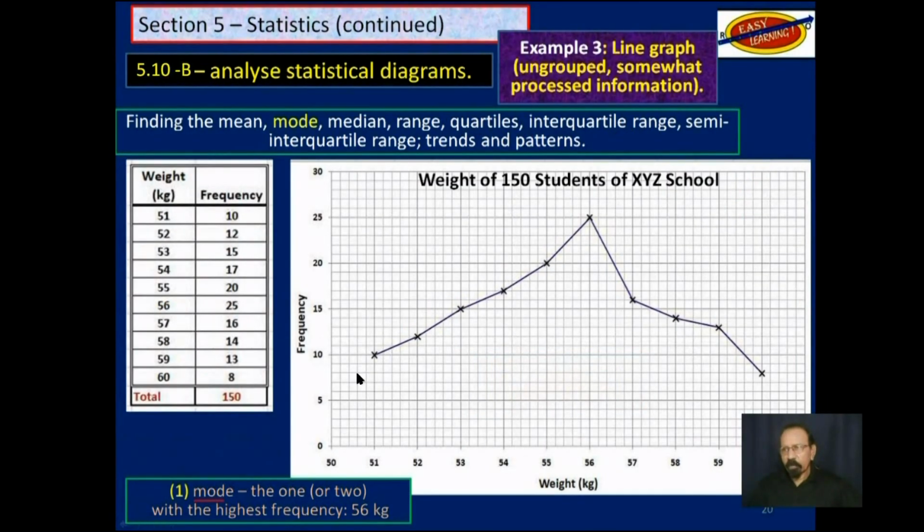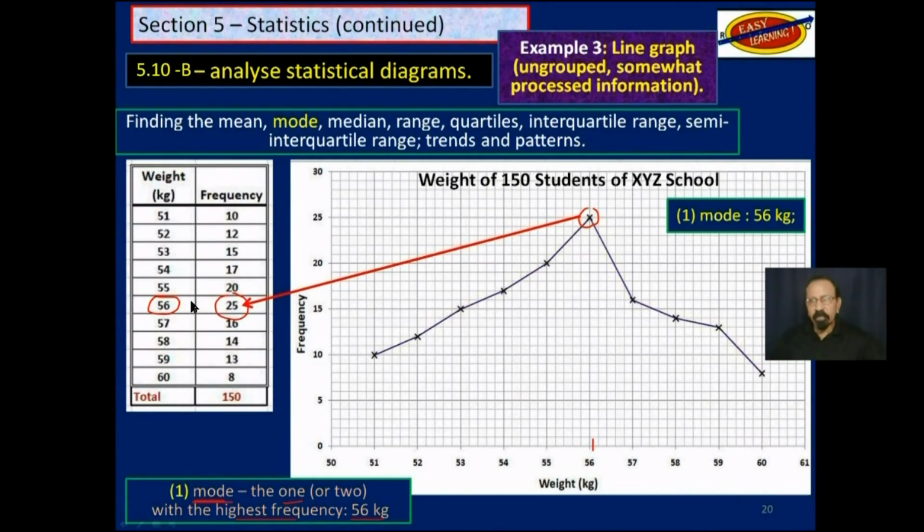So let's begin with mode. It is the one with the highest frequency. And in this case, that is 56 kilograms. If we double check it against the table, we could see 25 times 56 appears. So that's the mode. We are just using that table to double check our answer from the graph.